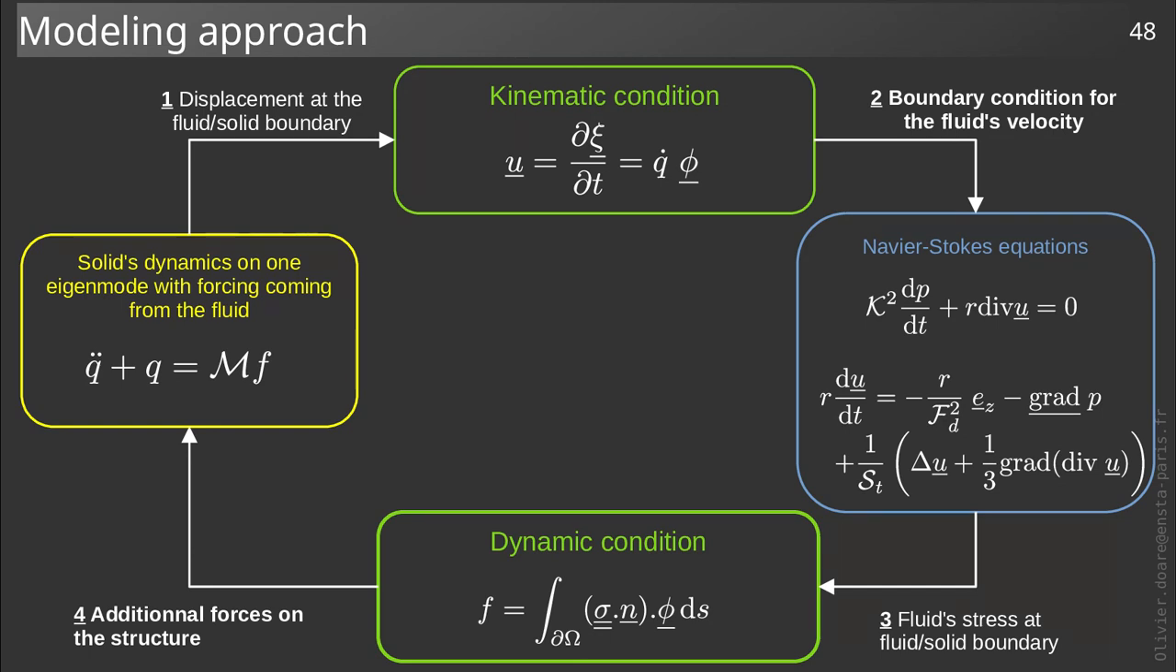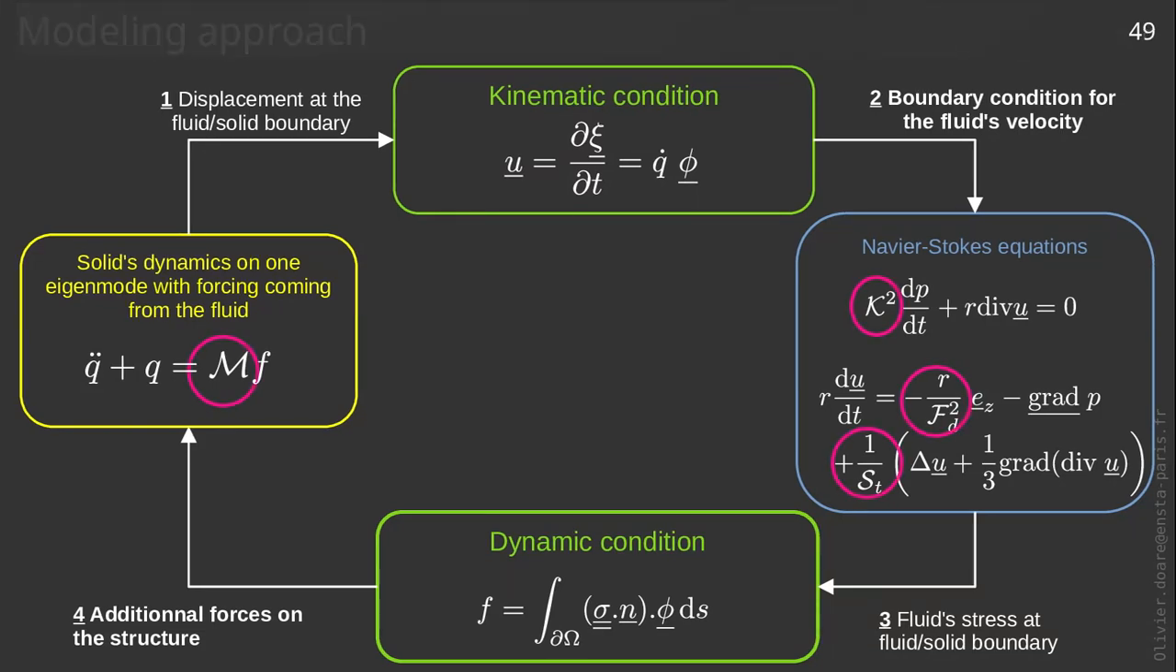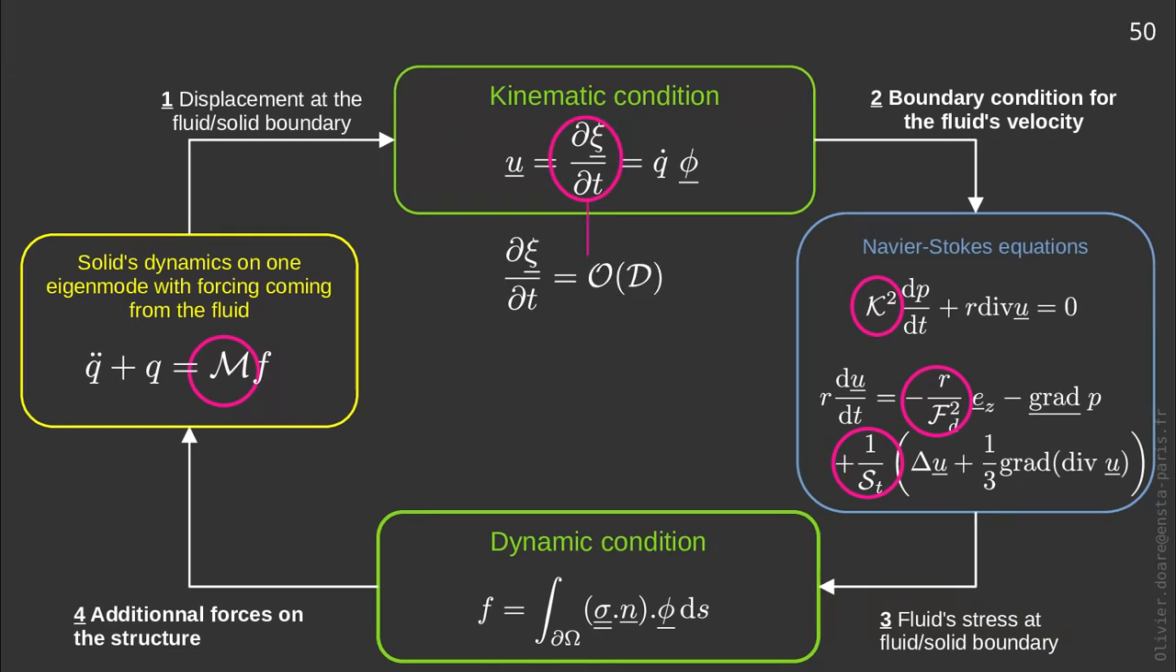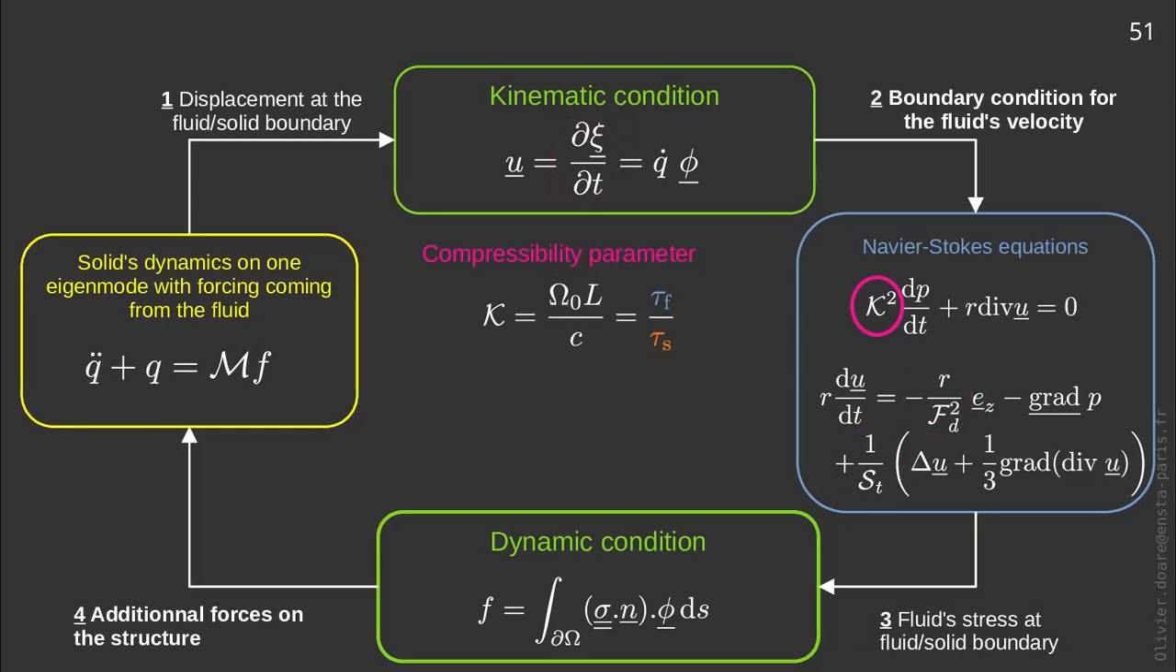Here are all the dimensionless equations we have just established. They are represented using the schematic view introduced at the beginning of the video. We now see only 4 independent parameters, plus the displacement number, which is hidden in the kinematic condition. Let's first look at the compressibility parameter.